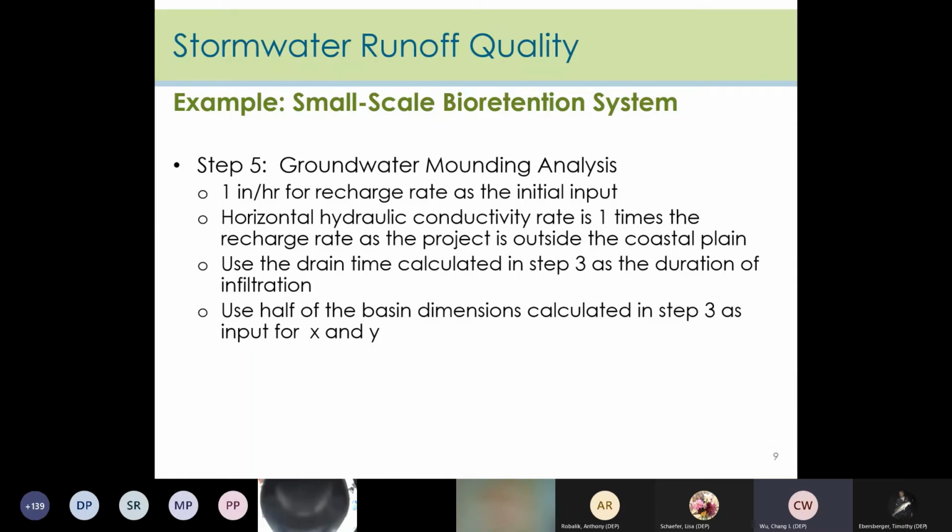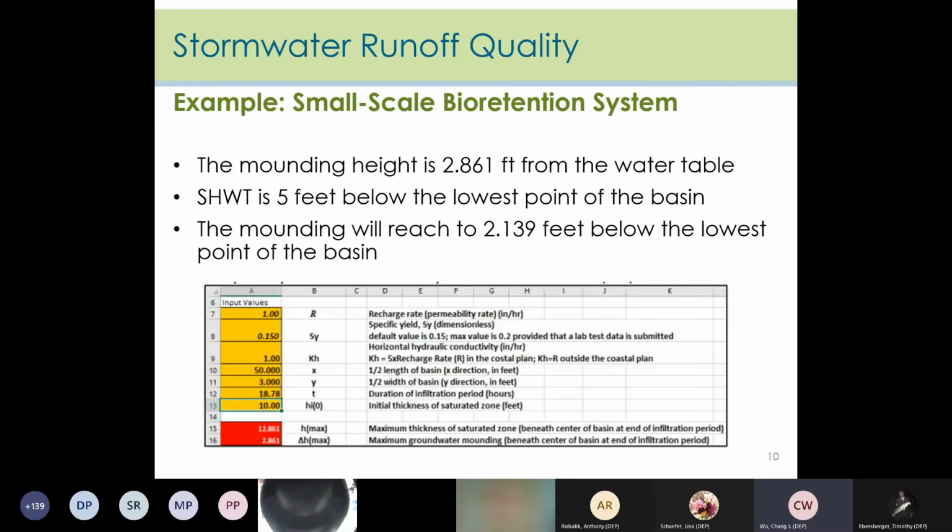Then use the drain time calculated in step 3 as the duration of the infiltration, and use the basin dimension calculated in step 3 as the input for X and Y.